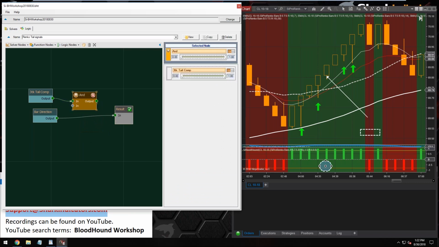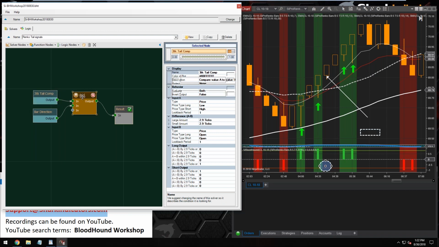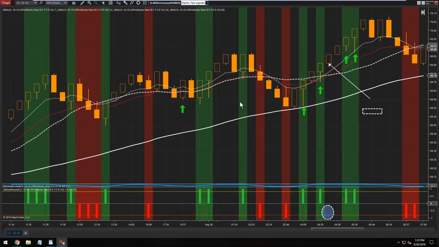And so now, you guys are probably catching on by now, we need an AND node in here somewhere. Yeah, you know, these AND nodes do a lot of work in system design. And yeah, there we go. Well, let's take a look back here. There we go, a down bar, nice long wick. Wick is too short. There we go, 3-tick wick.